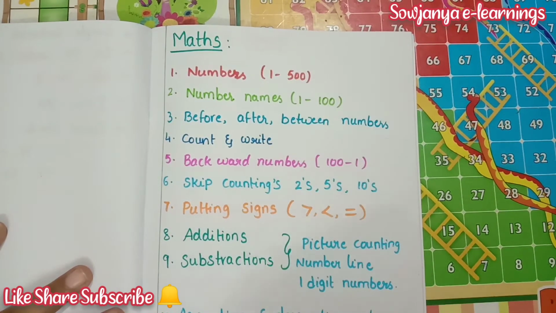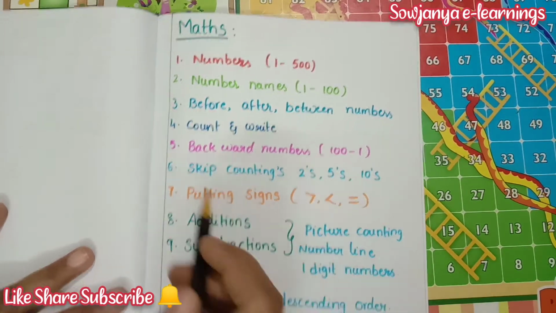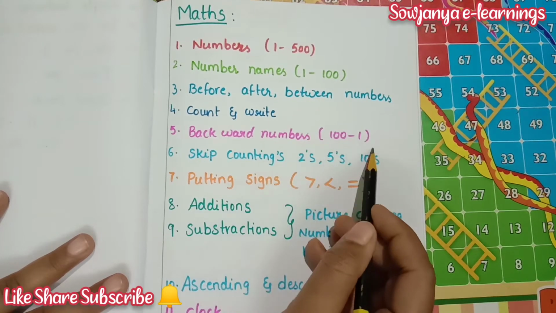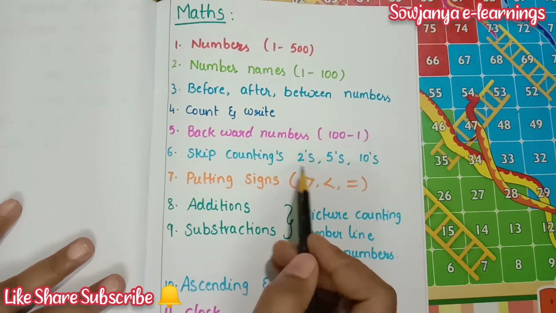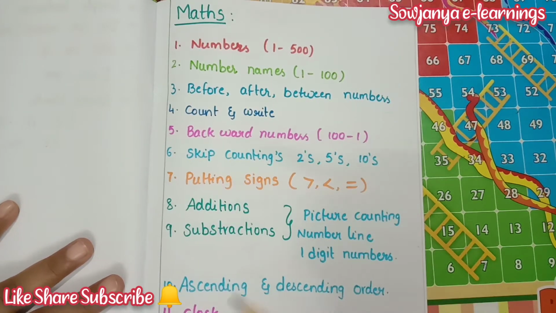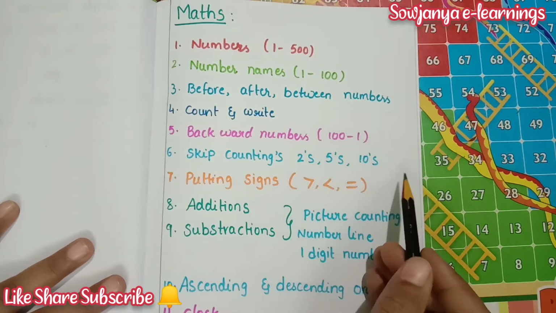So we have to give some objects, tell the kids to count and write. Next, backward counting 100 to 1. Skip counting 2s, 5s and 10s. While we are teaching the skip counting only, they can learn the tables. So we have to teach them here only.